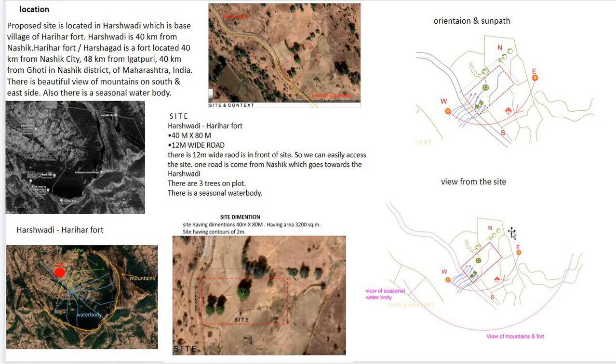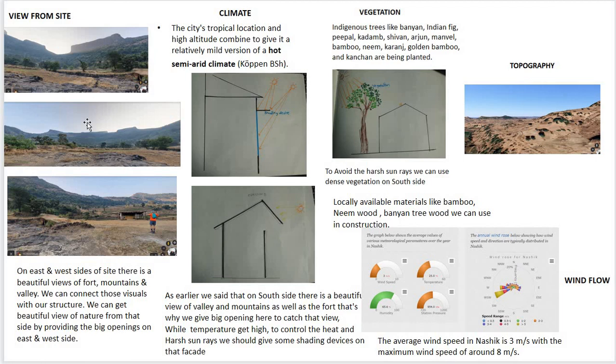The site is a 40 by 80 meter plot with a 12-meter road on the west side. On the south side there are the mountain ranges and on the west side there is a seasonal water body. Along the side there are many paddy fields. These are the actual views of the mountain from this side.